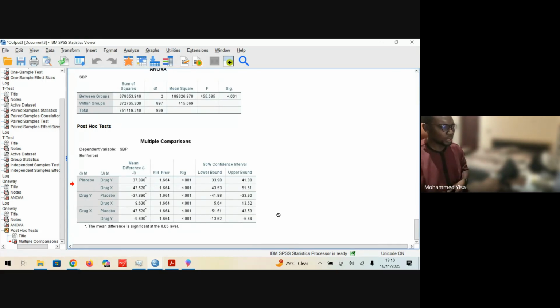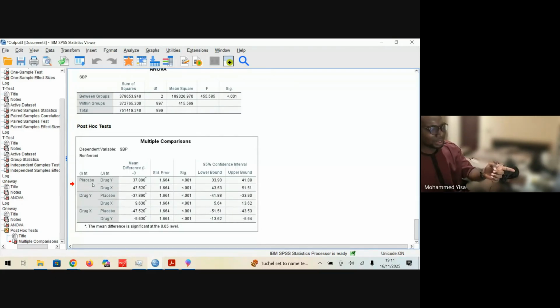So we can now comfortably make inferences from this table when we are reporting it in our results. We can manipulate the English however we want. We can say that both treatment arms of the trial saw a significantly lower systolic blood pressure when compared to placebo. For drug Y, the mean blood pressure was 37.8 millimeters of mercury less than placebo. These are the confidence intervals. And for drug X, it was 47.5 millimeters of mercury less than placebo. These are the confidence intervals.